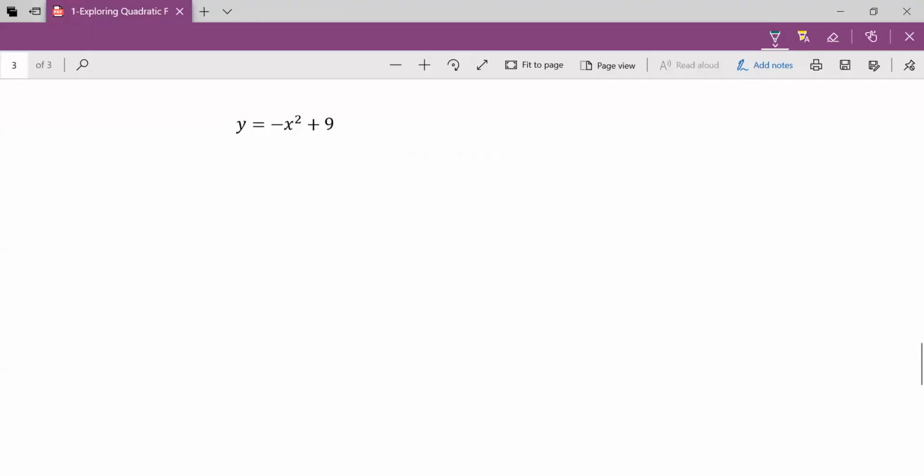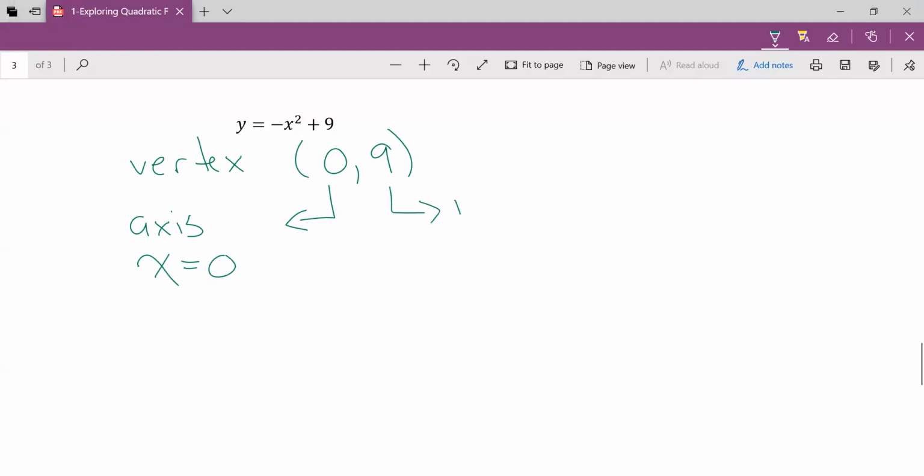So what we should have, our vertex of this was at 0, 9, if you found it correctly. That means my axis of symmetry is at x is equal to 0. That's the line that cuts my graph in half. This graph has a maximum because it's facing down. You could say at 9, or you could say when y is equal to 9. So again, the vertex gives us two really important pieces of information.